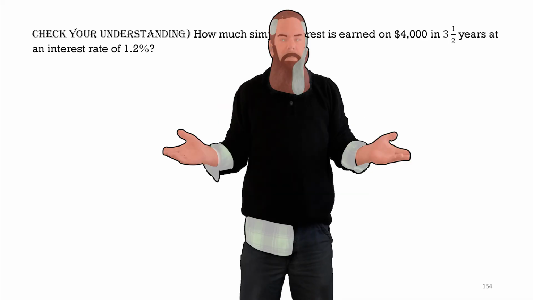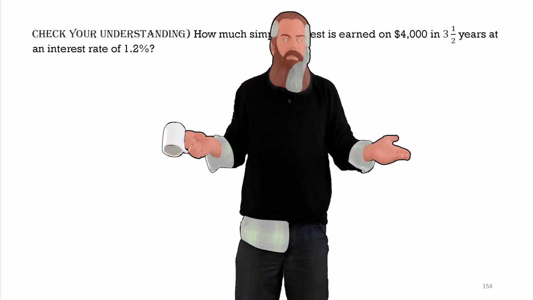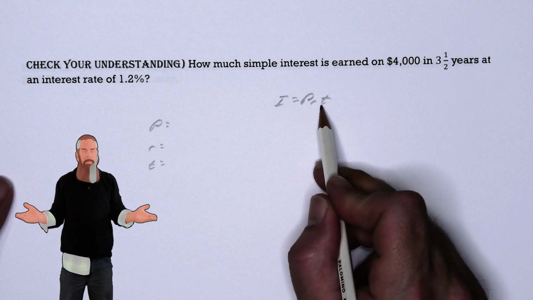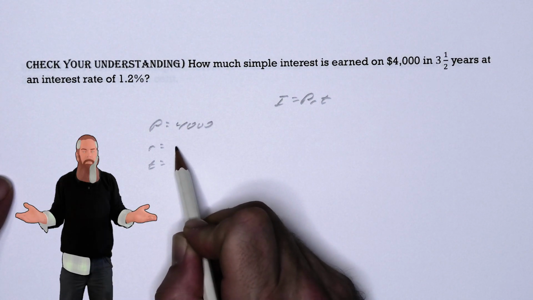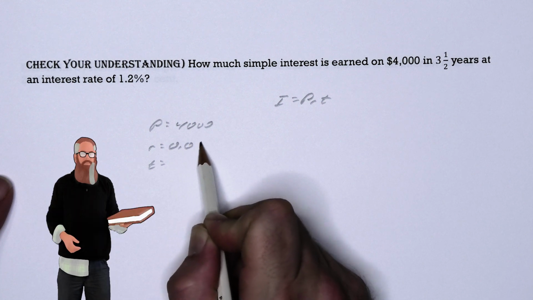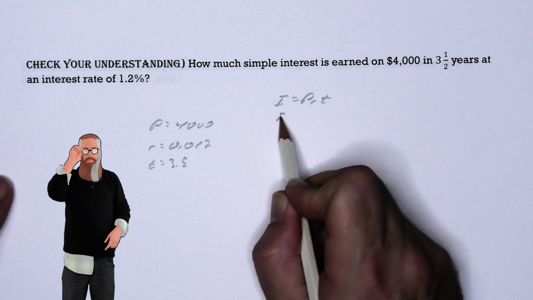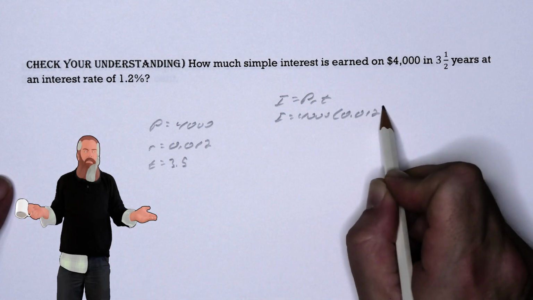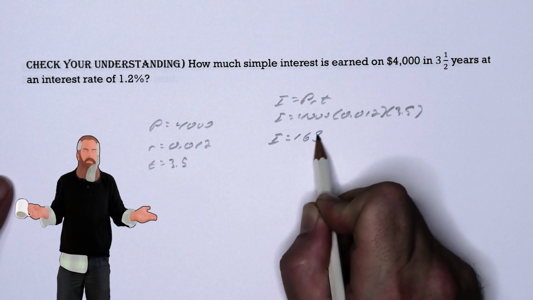Let's check our understanding of this and see how much simple interest would be earned on $4,000 in 3.5 years at an interest rate of 1.2%. Now we know the simple interest formula is I = PRT, and in this case the principal amount is $4,000. The interest rate is 1.2%, so 0.012, and 3.5 years would be 3.5. This means that I is equal to 4,000 times 0.012 times 3.5. The simple interest earned would be $168.